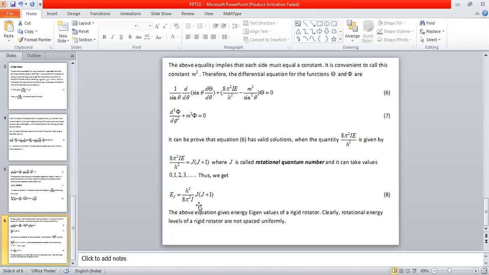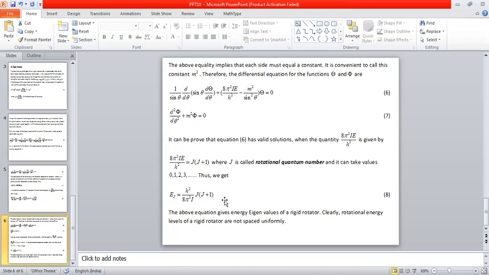So clearly we can say that if we substitute J equal to 0, that corresponds to the lowest energy state. When we substitute J equal to 0, EJ becomes equal to 0. So we can conclude that the lowest energy state of a rigid rotator is 0. That means the ground state of a rigid rotator is a state in which the two molecules, or the two atoms, or the two point particles are not rotating at all. They are staying in a state of rest. Then only EJ would become 0.